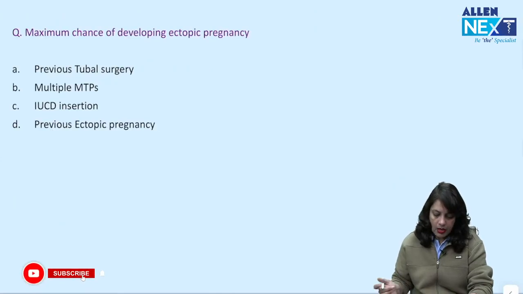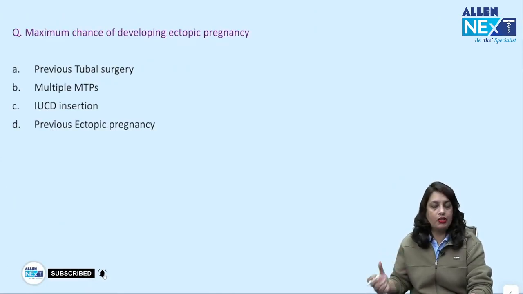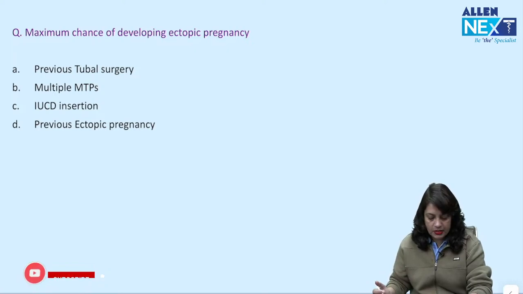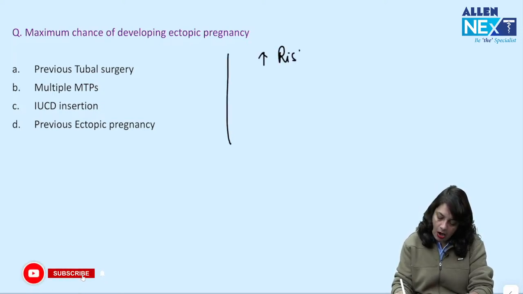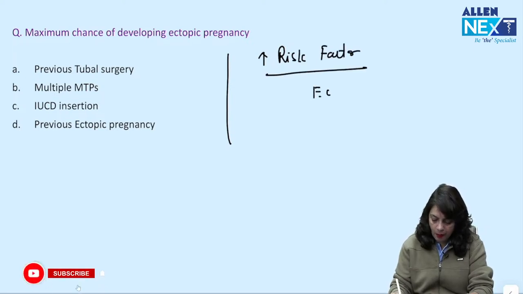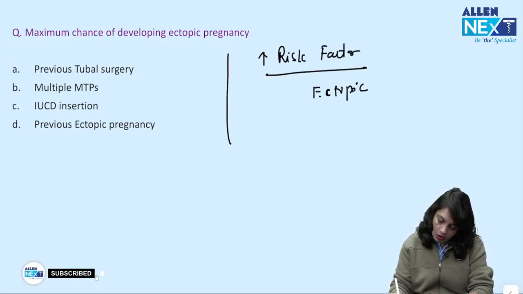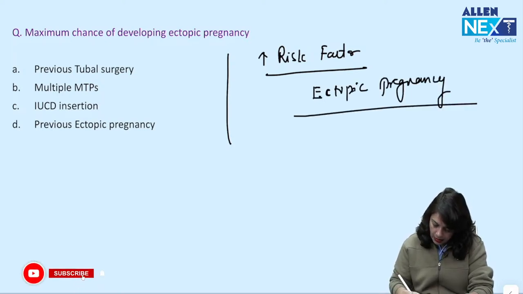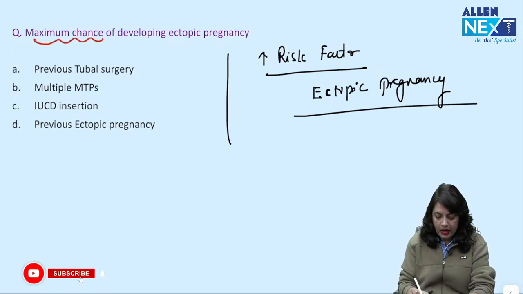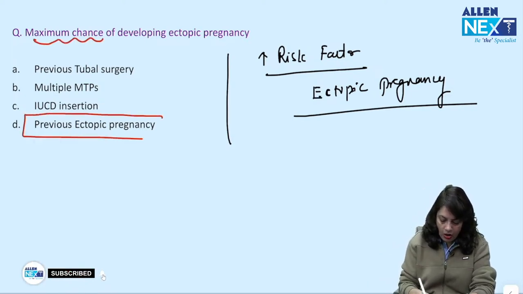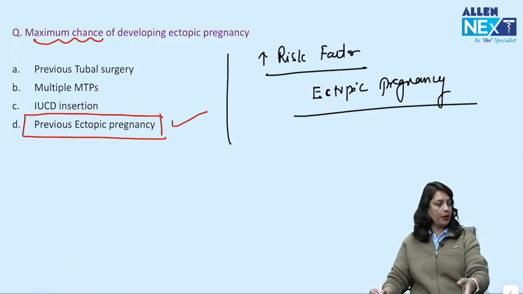Next, maximum chance of developing an ectopic pregnancy: previous tubal surgery, multiple MTPs, IUCD insertion or previous ectopic pregnancy. Frankly speaking, all of these are risk factors for ectopic pregnancy, but when do you call it the maximum chance for developing ectopic pregnancy? Your answer should be previous ectopic pregnancy.